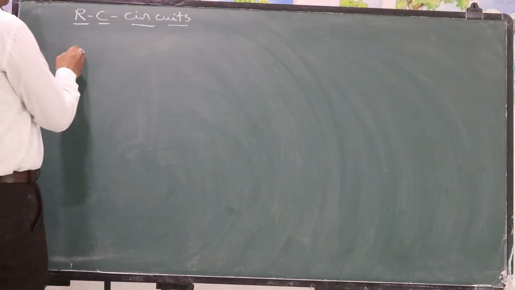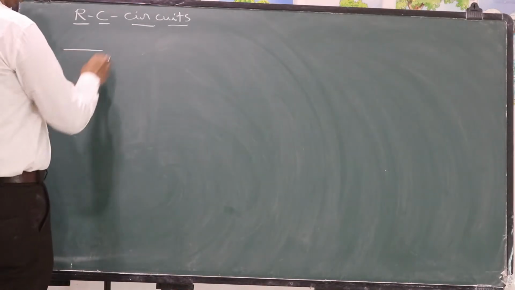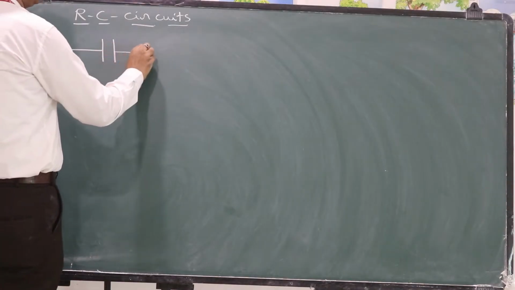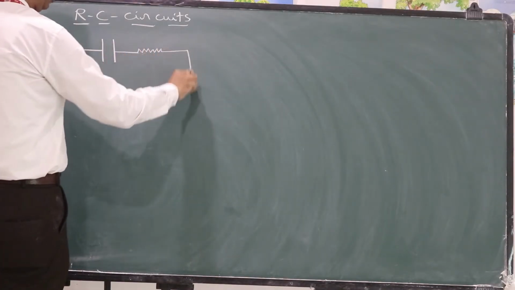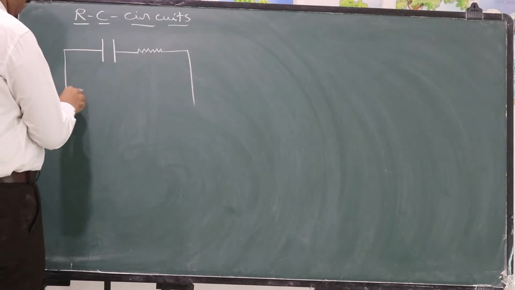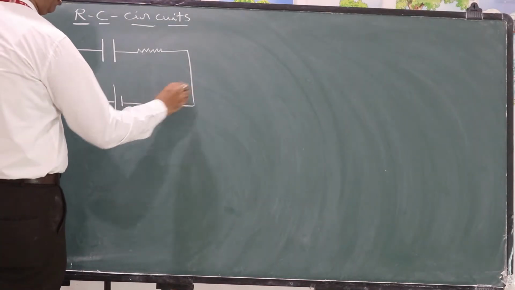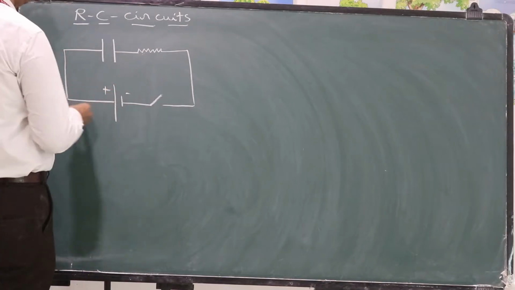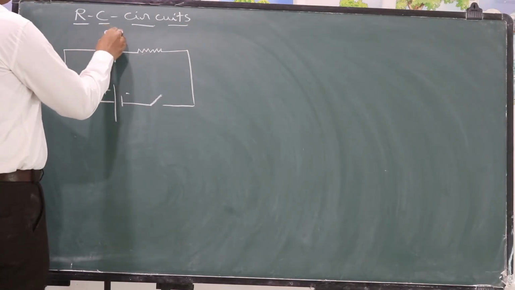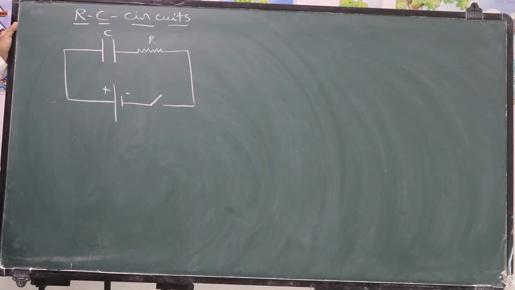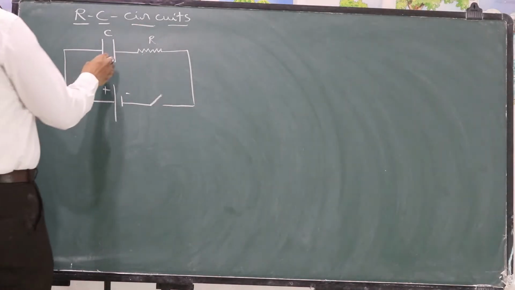Suppose here is a circuit. It consists of a capacitor as well as a resistor connected to a cell through a key. This is the cell. This is the capacitor of capacitance C. This is a resistor of resistance R. Now, what will happen?